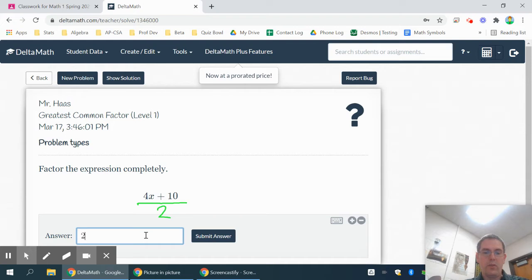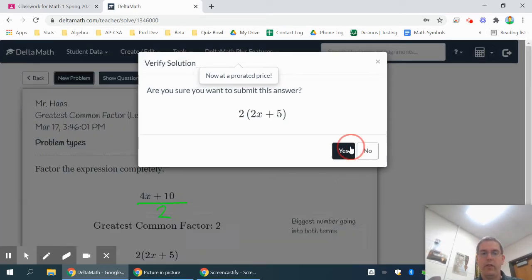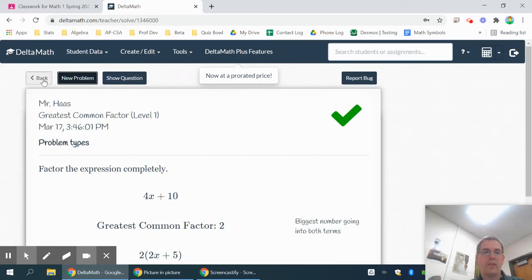So I'm going to have a 2, and then I cannot divide out an x because the second term doesn't have an x. So 4x divided by 2 is 2x. 10 divided by 2 is 5. So that should give you the gist on how to work these problems on greatest common factor.